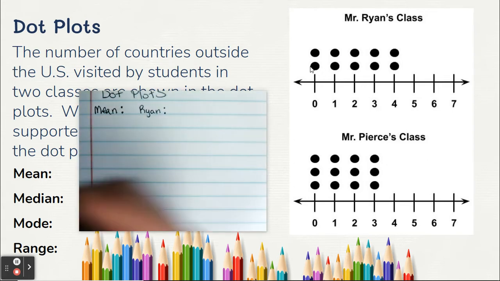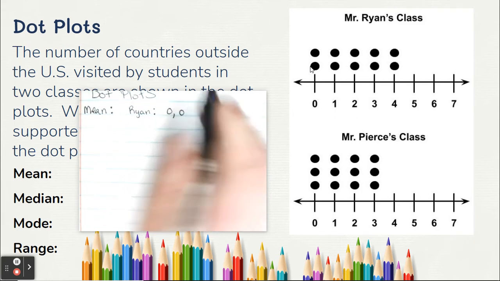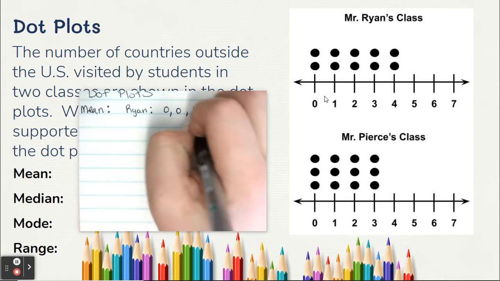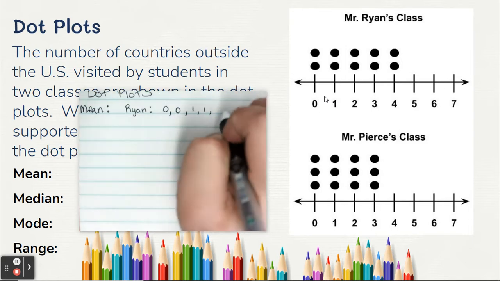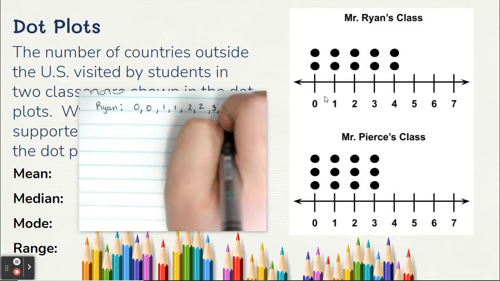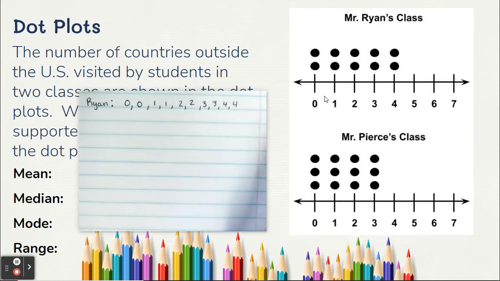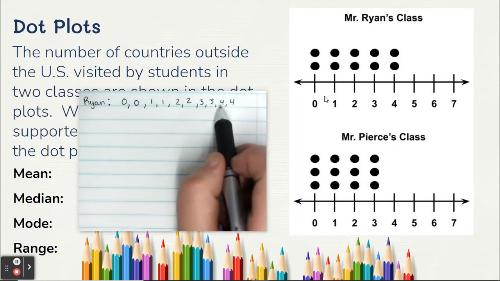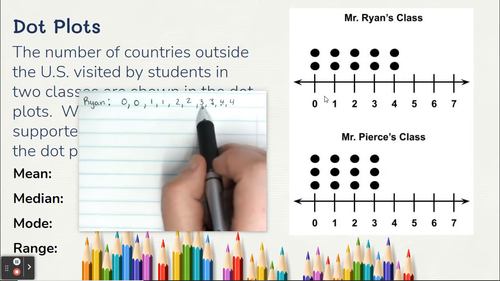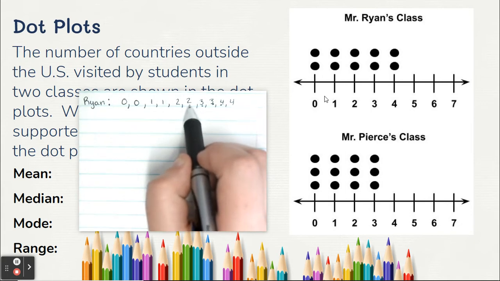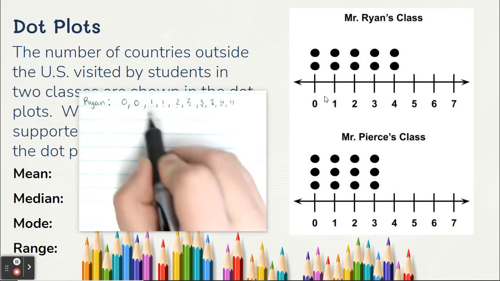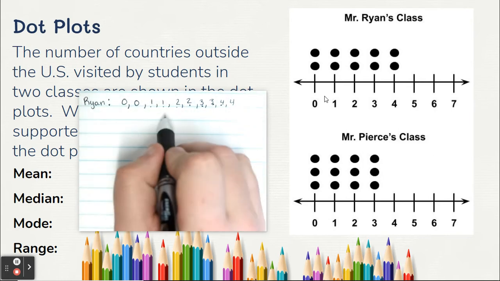I have two zeros, because there are two dots on zero. I have two ones, 1, 1. I have two twos, 2, 2. I have two threes, and I have two fours. Now I'm going to add all those together. 4 plus 4 is 8. 8 plus 3 is 11. 11 plus 3 is 14. 14 plus 2 is 16. 16 plus 2 is 18. Plus 1 is 19. Plus 1 is 20. So all together it is 20.